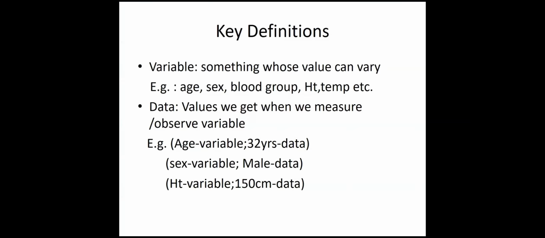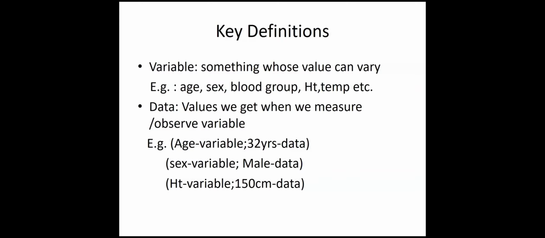So when we go for data collection, we have variables. For example, age, sex, blood group, height, temperature, all these things are variables. What we do is collect the values against these variables. What is the age of the patient? Okay. What is the sex of the patient? We collect the data against these variables. We measure or we observe and we collect it. Okay. So variable is that for which we are collecting the data. Data are the values which come for each of these variables.